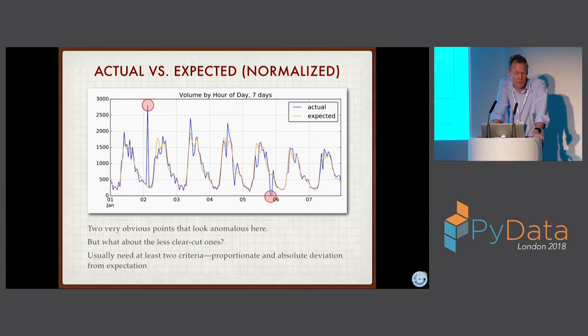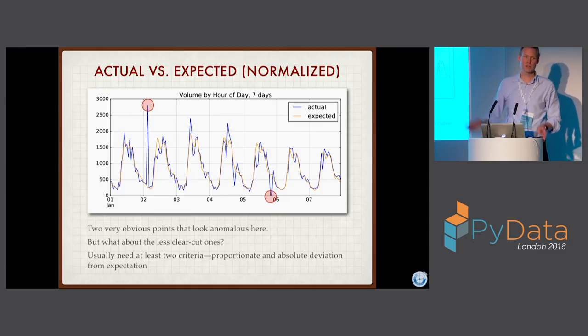So we typically end up having to put bands around our expected values, and we typically have to make two different kinds of bands. One is some kind of a proportionate thing, because obviously we're interested in how far multiplicatively from the value we expect things are. But we also, particularly for the low values, need some kind of an absolute thing, so that if we've got a very low expected volume, we're not going to take one missing transaction as indicating that there's a problem when there's not. So we typically need to combine both things, a proportionate one and an absolute deviation from expectation.